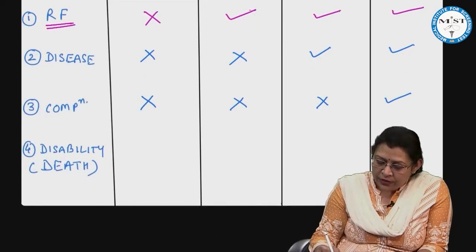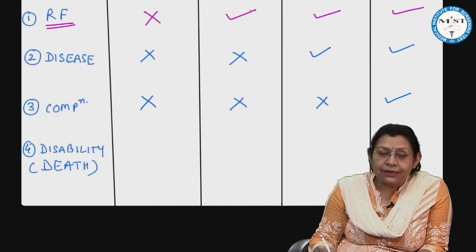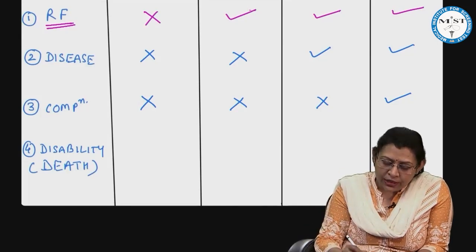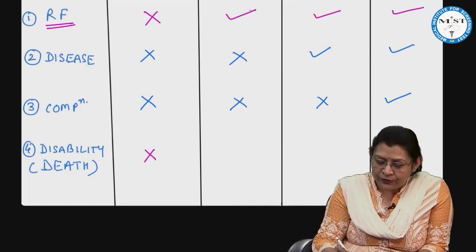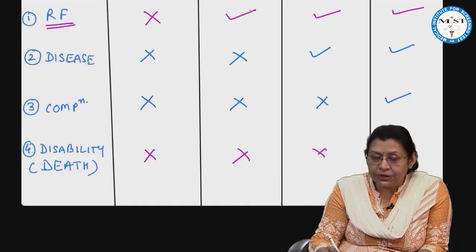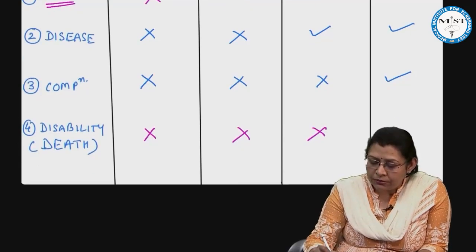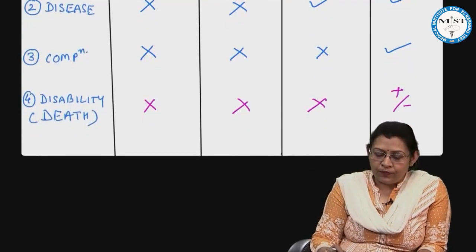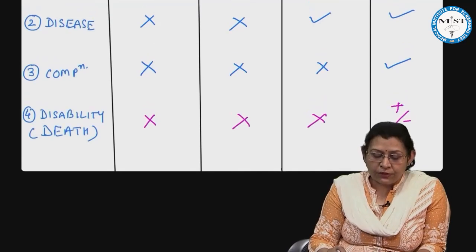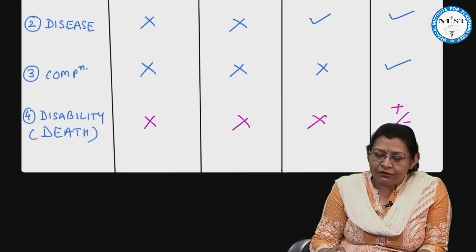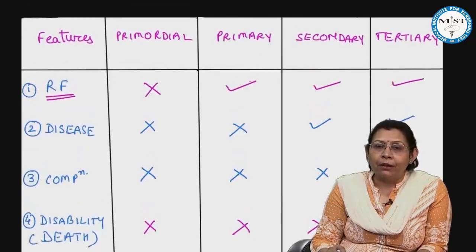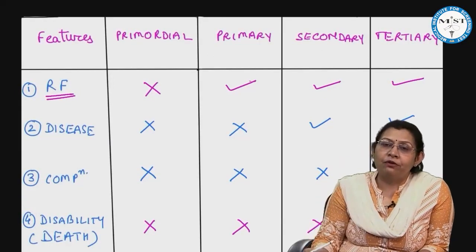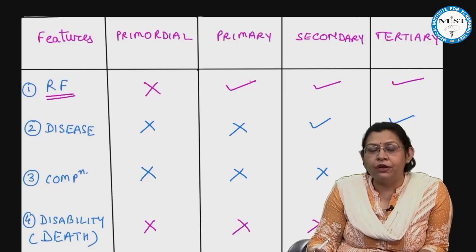tertiary level prevention. And what about the disabilities? The disability or any death or serious complications is absent in the primordial, absent in the primary, absent in the secondary, and it may or may not be there in the tertiary level prevention. So these are the four different levels of prevention, and if we ask which is the best level of prevention, then obviously the primordial level prevention is the best, and the least recommended level of prevention is the tertiary level prevention.